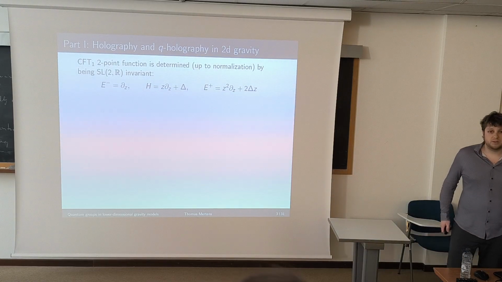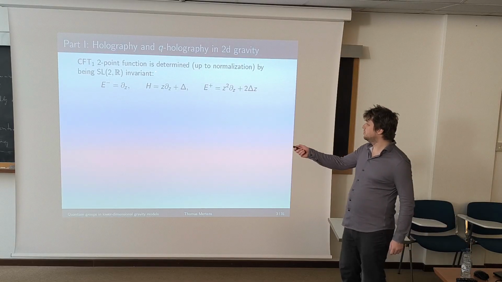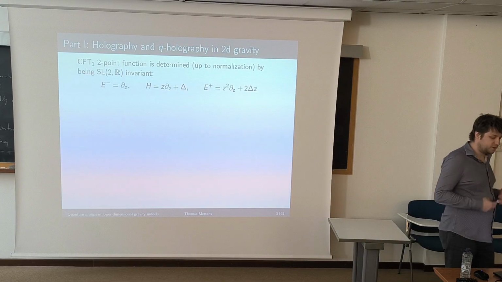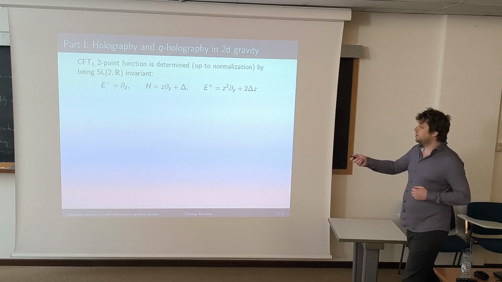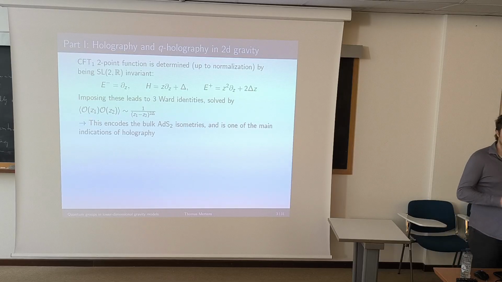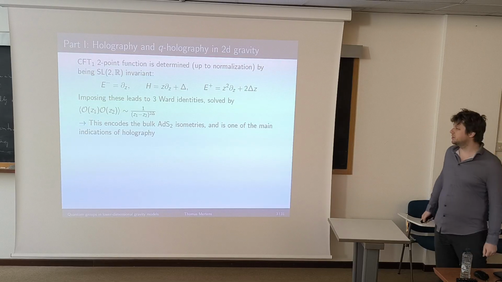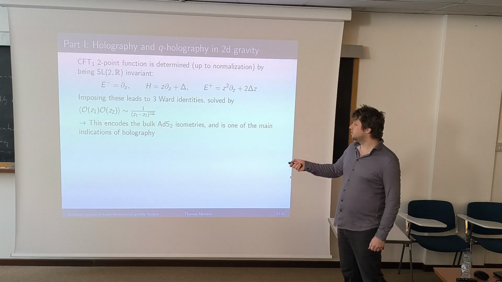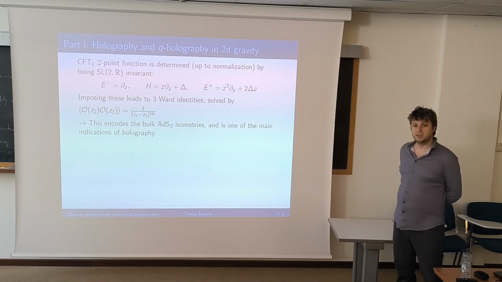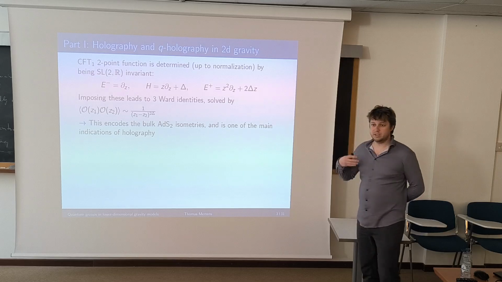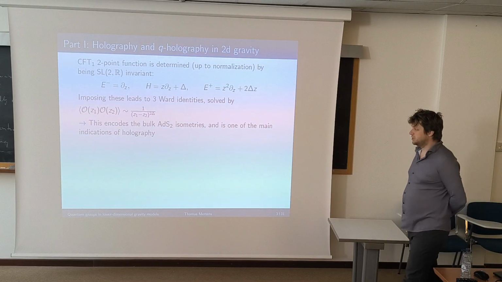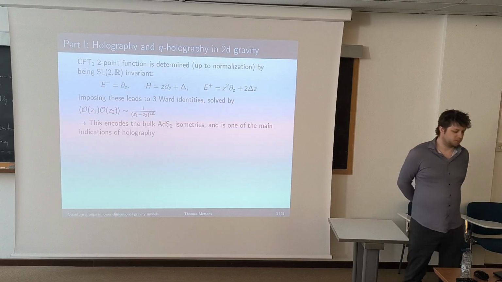If I write the three generators of SL2R in this way, E minus, H, and E plus, as these first-order differential operators, they satisfy the SL2R algebra. My boundary carries this coordinate Z, and delta is the conformal weight. Then, as in textbook CFT calculations, if you look at the CFT two-point function and you demand that this is invariant under these three generators, this leads to three Ward identities, which you can uniquely solve up to an overall prefactor, the overall normalization, and it just leads to the conformal answer, of course.